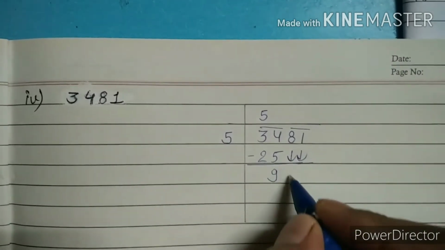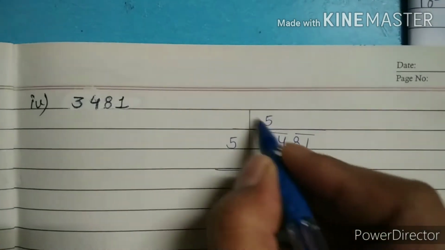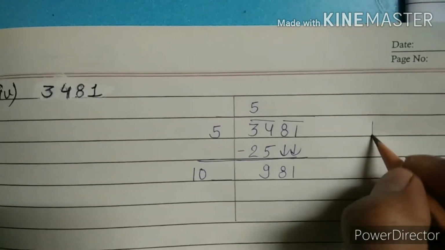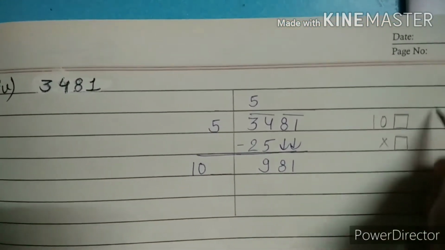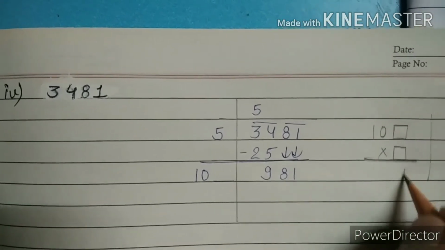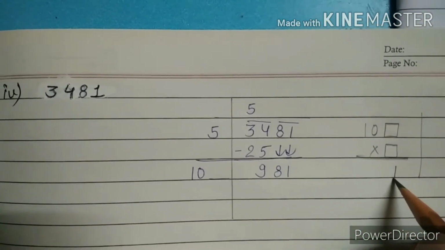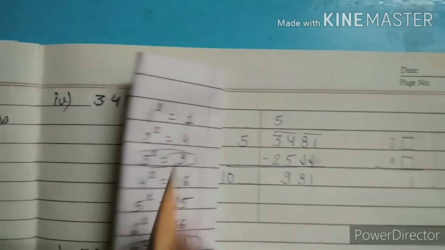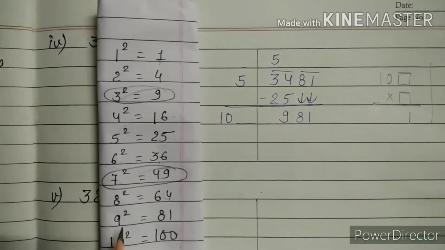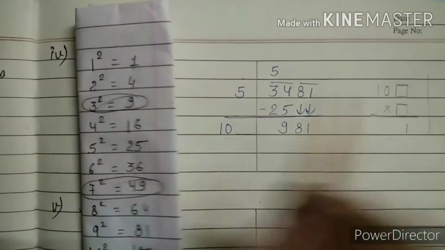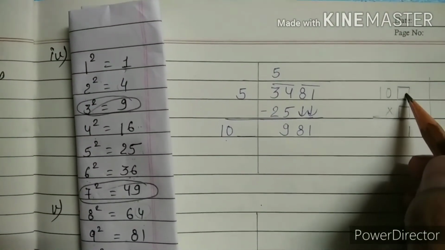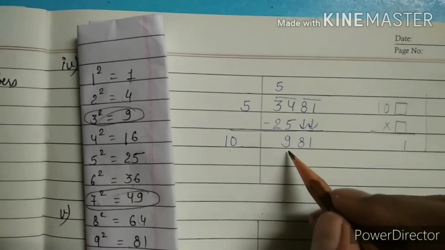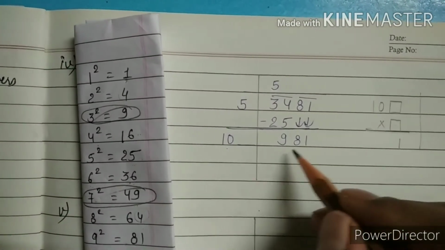Now the 81 pair will come down. Now 5 double is 10. We want a number such that after multiplication we get 1 in the ones place. In a square we have 1 in the ones place only in the case of 81, so 9 squared and 1 squared. If I put 1 here, 1 into 1 is 1, 1 into 0 is 0, 1 into 1 is 1, so we have 101. That is obviously less than 981.